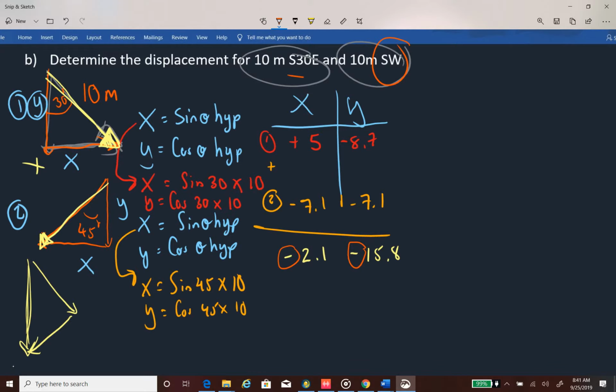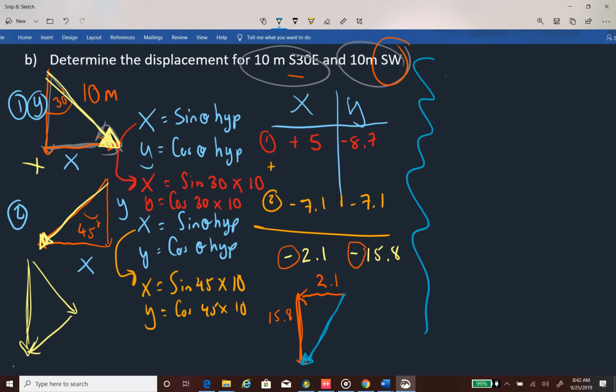So this is going to allow us now to figure out the length of this vector, which is going to be our displacement, and also the angle. So the vector is pointing west, that's 2.1, and it's pointing south, so it looks like this, and that's 15.8. All right, so this is going to be my displacement. Let's finish it off on this side.